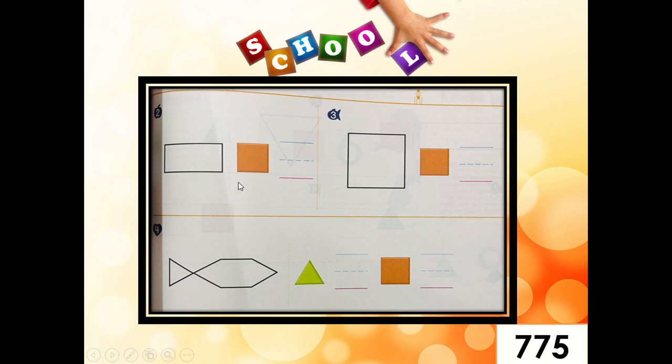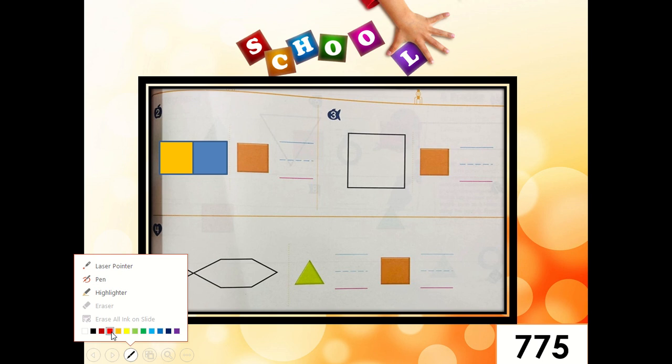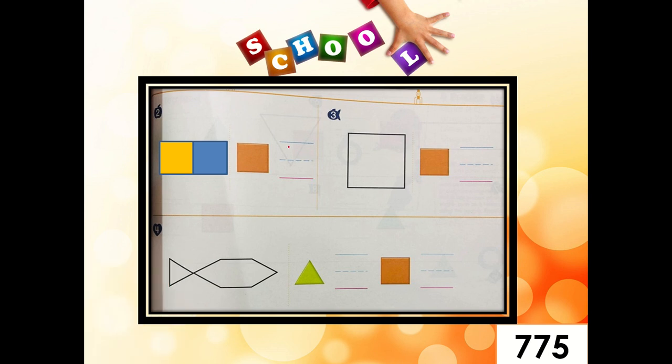Now, how about number 2? The pattern block is a square. Now, how many squares can we use to cover up the rectangle? Let's see. 1, 2. How many again? 2. Now get your pencil and write how many squares did you use? Finished, KG? Very good.